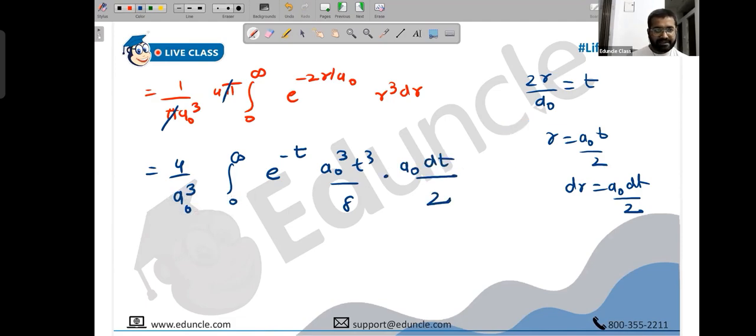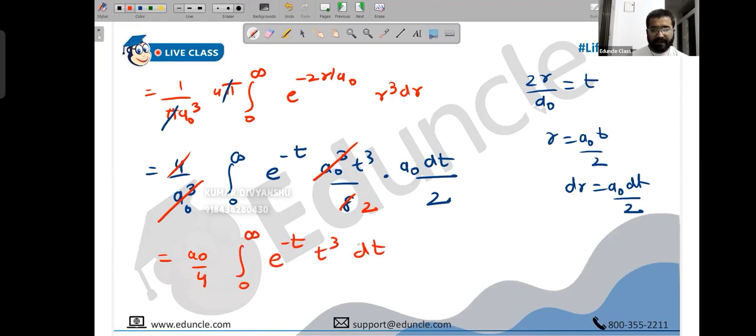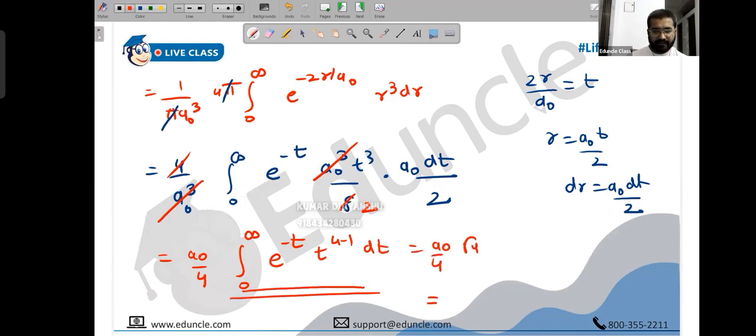Let's cancel a few things immediately. A naught cube gets cancelled. We have 4 ones are 4, twos are... I can throw some constants outside. A naught you can throw outside, and 2 twos are 4 you can throw outside. We have 0 to infinity of e raised to minus t, t cube dt. T cube can be written as t raised to 4 minus 1, and that's nothing but gamma 4. This is a gamma function. So we have a naught by 4, gamma 4. What is gamma 4? 4 into 3 into 2 into 1, and the 4 gets cancelled.